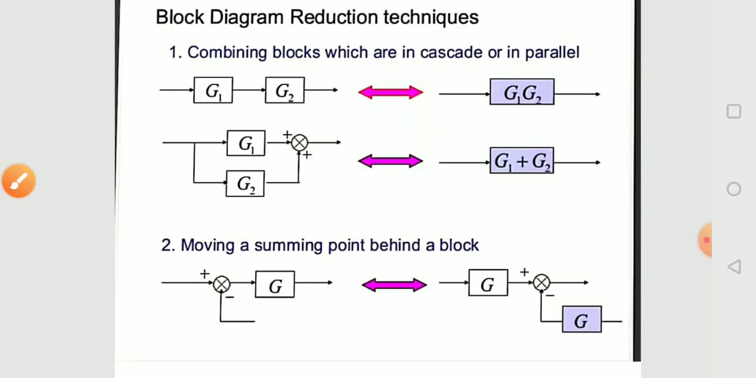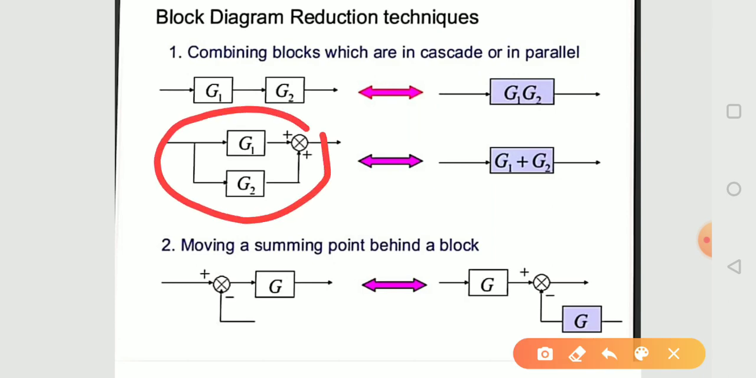And in parallel connection, the output is added, G1 plus G2, because here is the summing point, and here the output is G1 plus G2, and also here the output is G1 plus G2.